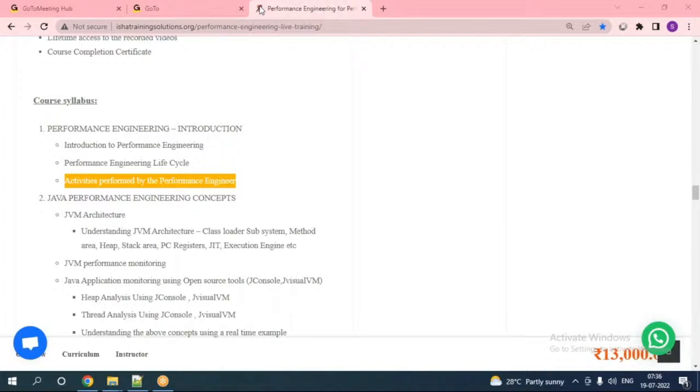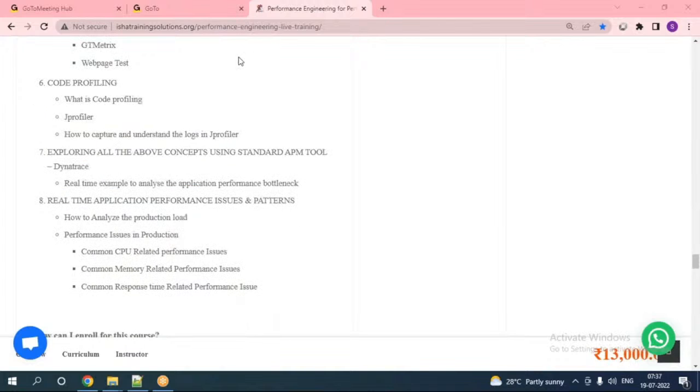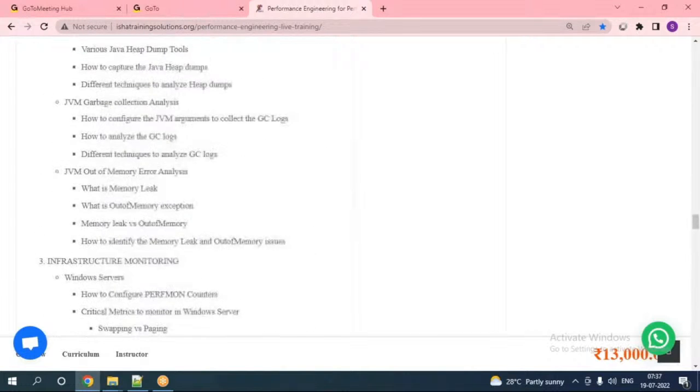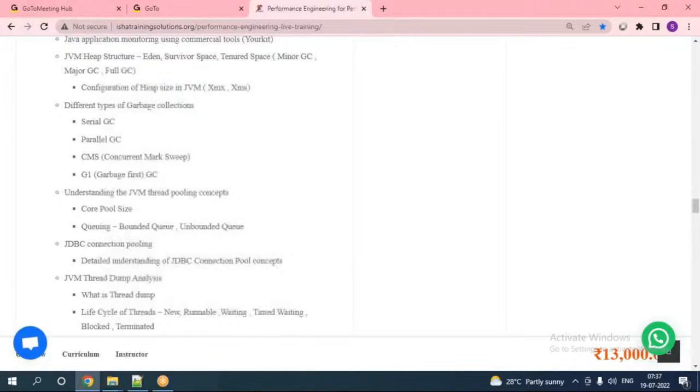Everywhere people will ask about this AWR report. So we are going to learn that in a detailed way so that you are also in a position to explain whether there is any problem in your DB part.